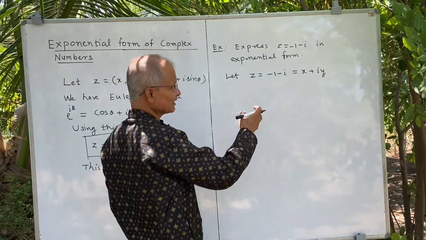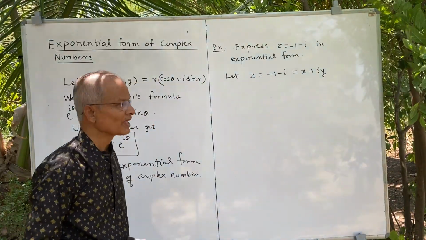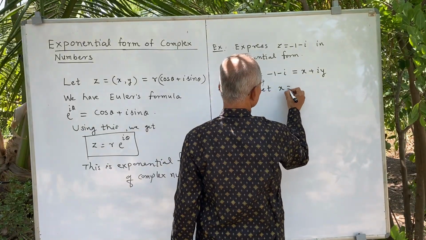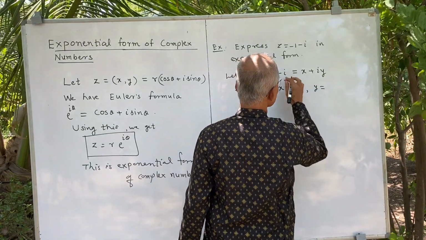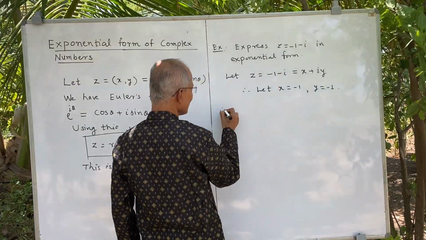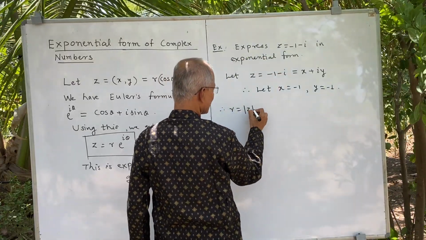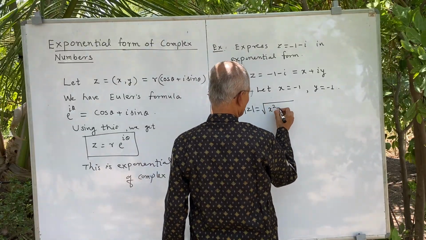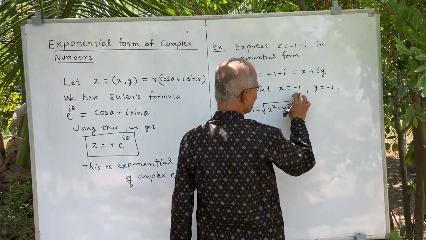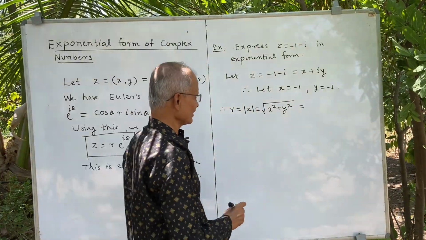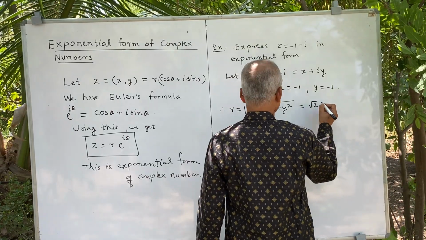To find r and theta we need the values of x and y. X is the real part and that is minus 1, and y is the imaginary part, that is also minus 1. So from this we know what r is. R is the modulus of z, the square root of x square plus y square, and since x and y both are minus 1, the squares are 1, and therefore this is root 2.